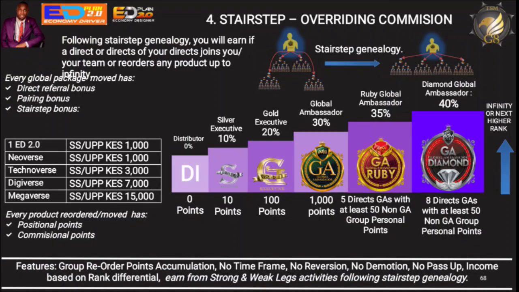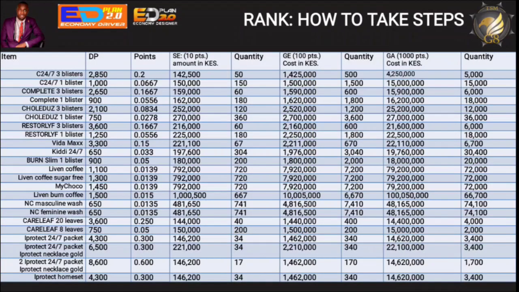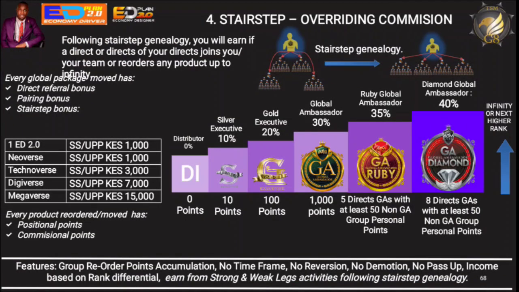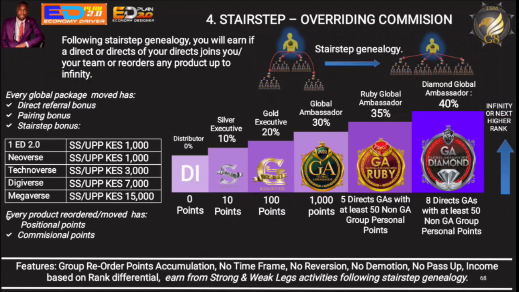The next thing is stair-step. How do you get to earn stair-step and overriding commission? Okay, so this is very important. So let me edit this a little bit and then we proceed. Stair-step income comes from what we call stair-step genealogy. We said stair-step genealogy comprises the directs that you brought and the directs of your directs, and it goes on like that up to infinity.